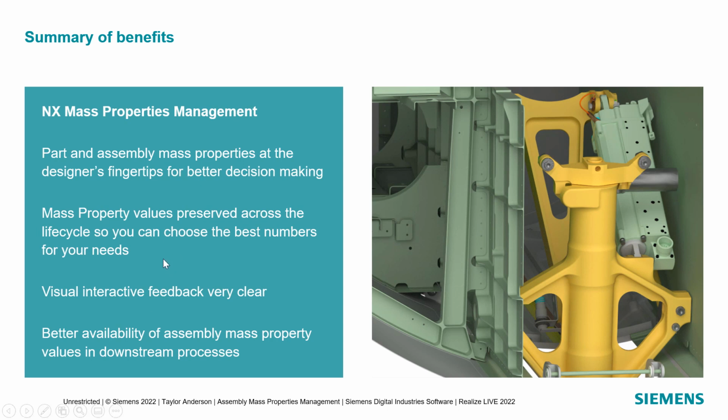Again, multiple values. You can see we've done some things with that as we preserve those across the life cycle. Visual feedback as well. Very clear now. Some interesting things going on there. And again, better availability of these mass properties downstream in terms of associative expressions and the reporting properties as well.